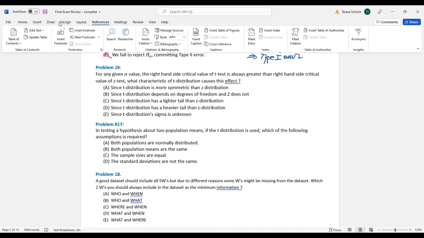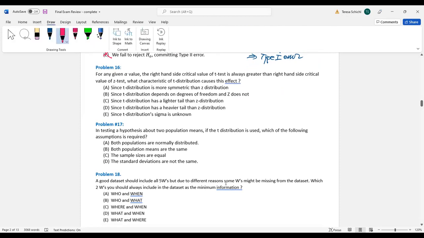Number 16 here tells us that for any given alpha value, the right-hand side critical value of the t-test is always less than the right-hand side critical value of the z-test. What characteristics of the t-test cause this effect? This is a pretty good question.